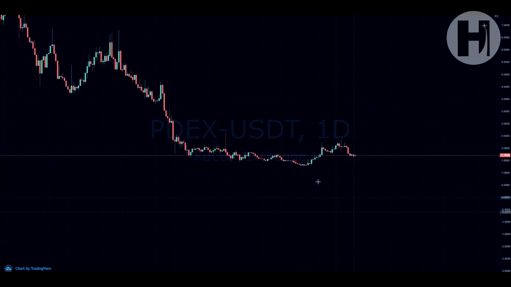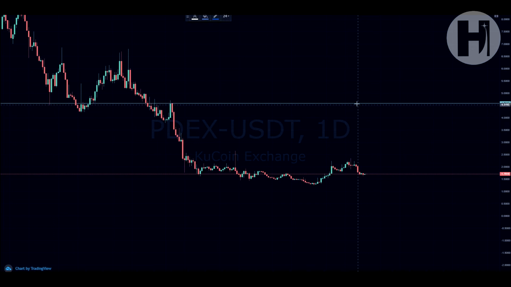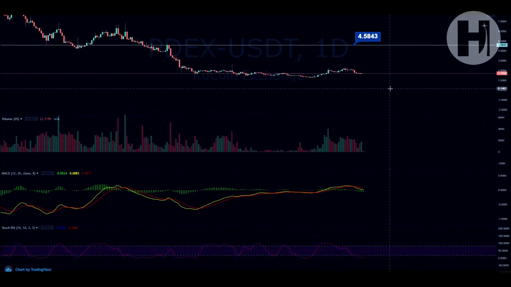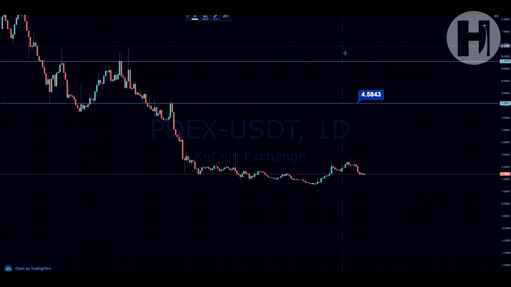If you want to take a look at some strong resistance levels, then just look at previous local highs here. So you do have a resistance level over here. This is our major resistance level at $4.58. That is a strong level. Then you do have another strong level over here. This is just in case we pump. No one knows how much we're gonna pump, but I don't think we're getting anywhere near $6.